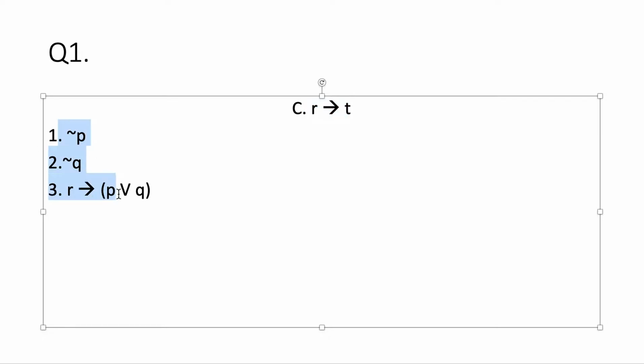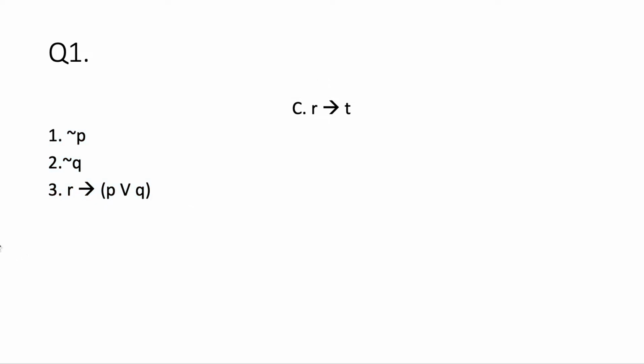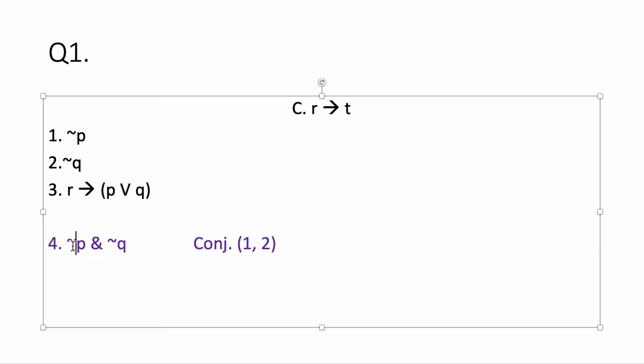three premises here. Now what I'm going to do first up is I'm just going to bring together not P and not Q, which I have at lines 1 and 2. So I'm going to do that to produce a conjunction of not P and not Q. And so I say I produced what I have now on line 4 using conjunction on lines 1 and 2.